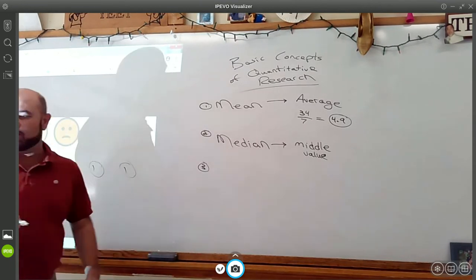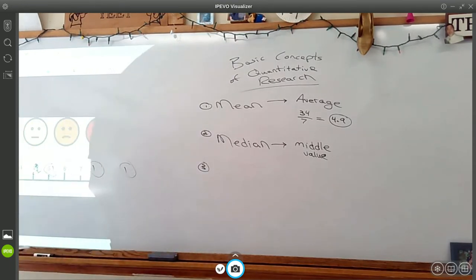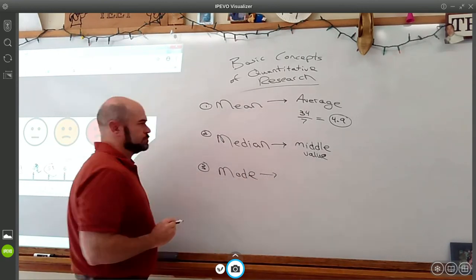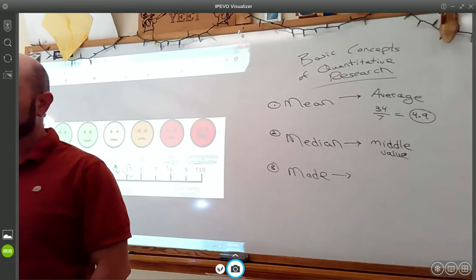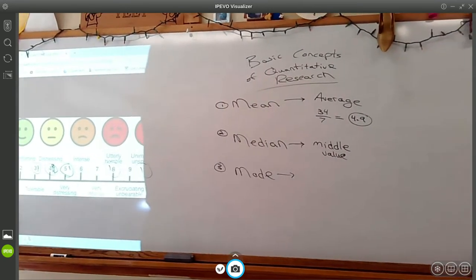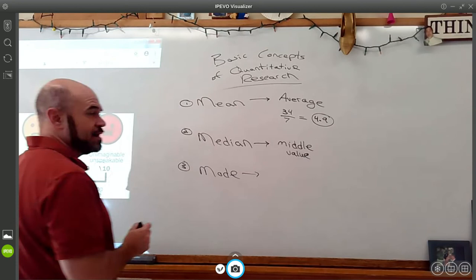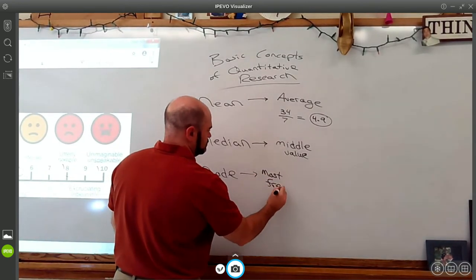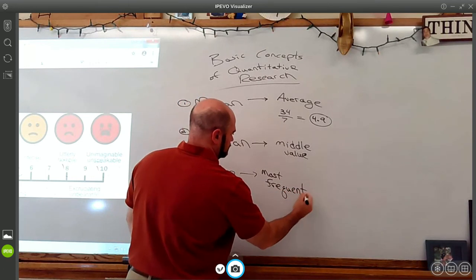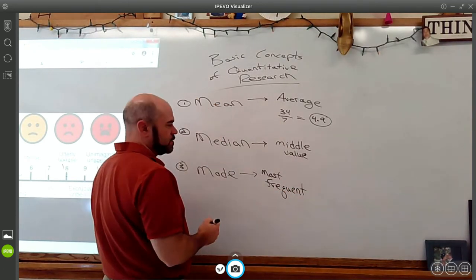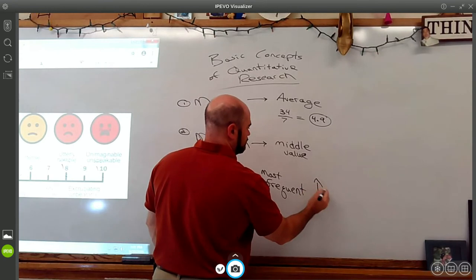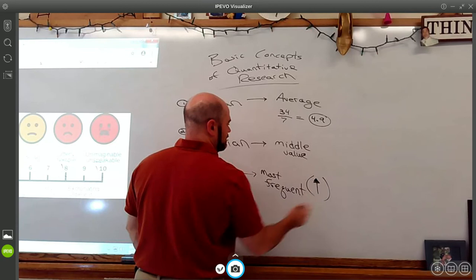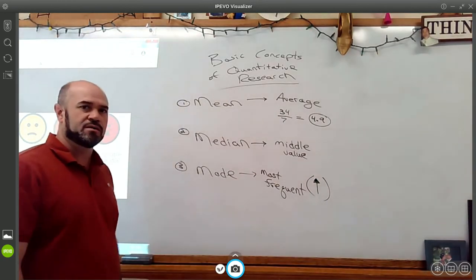The third mathematical concept that we want to be familiar with is the mode. Mode is a big fancy word for frequency, right? This is how frequently an answer occurs. Right, this is the most frequent or the highest frequency. This is my really bad up arrow for highest. Right, so we're talking about a highly frequent type answer.